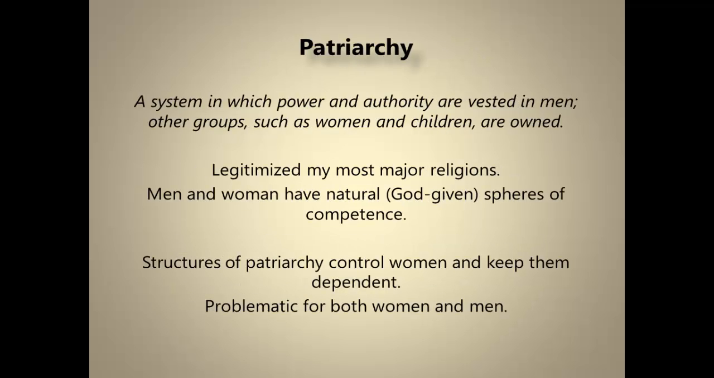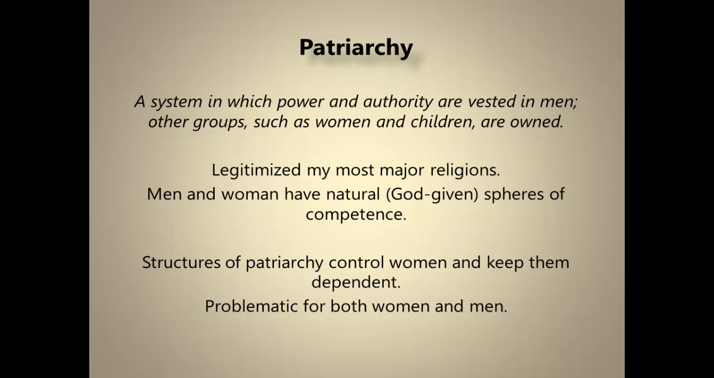Patriarchy, which I've been referring to, is really one of those key values in Western society, and in many respects all of society around the world, especially in industrialized systems. Patriarchy is the system in which power and authority are vested in men. Other groups, like women and children, are owned by men, basically by virtue of biology. Men are vested with more privilege, more prestige, more power in the culture.